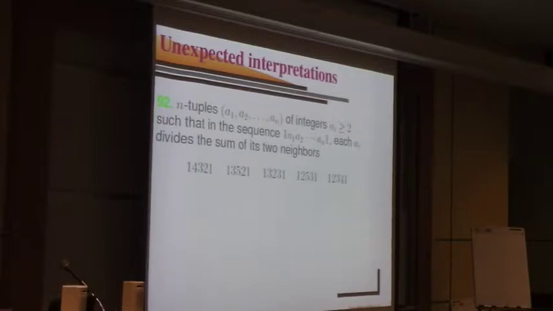For instance, n-tuples of integers greater than or equal to 2, such that if you append and prepend a 1 to the sequence, each a_i divides the sum of its 2 neighbors. There are 5 of them for n equals 3. Let me quickly go through why this is counted by the Catalan number. Here's an example of such a sequence.